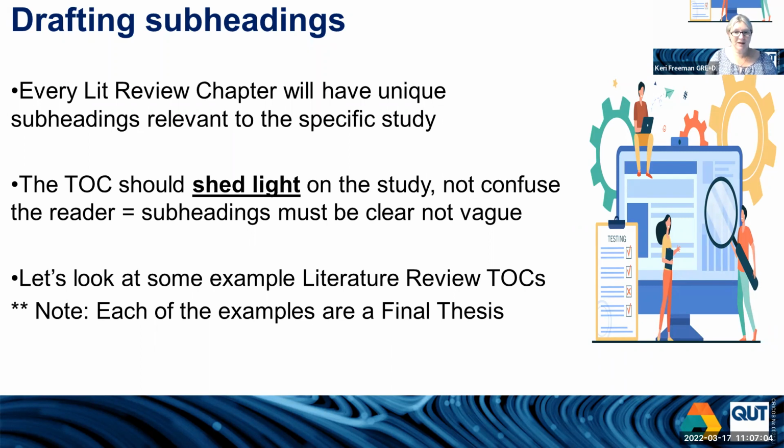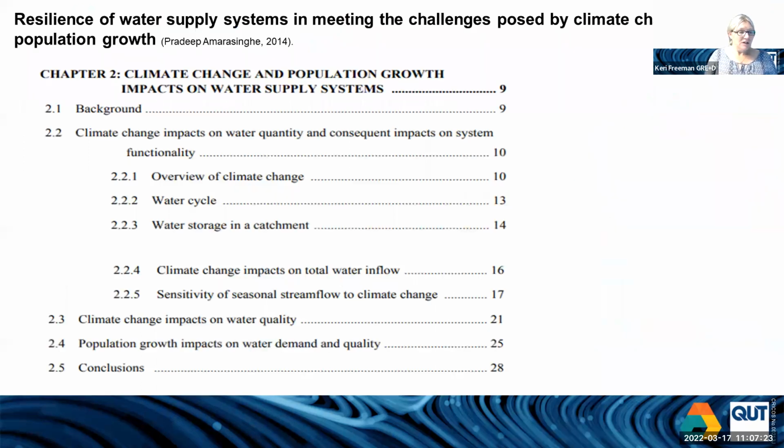So we're going to look at some examples. Now, these are examples of a final thesis. I never know whether you're coming at the proposal stage or the final thesis, so I try to do a range of examples, and for this one it just happens they're for a final thesis. Have a look at the heading here: Resilience of water supply systems in meeting the challenges posed by climate change and population growth. Now I want you to have a look at those subheadings.